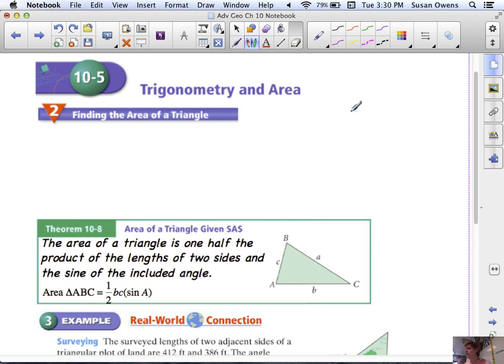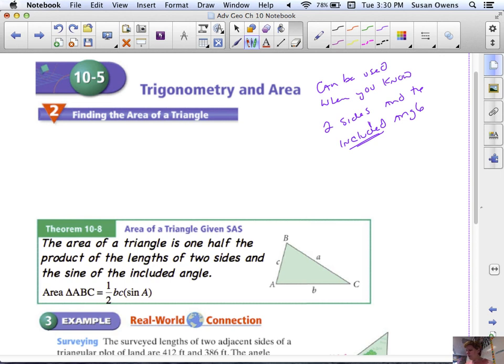You can use this formula anytime you know two sides and the included angle. Okay. So this formula says that the area of a triangle is 1/2 the product of the lengths of the two sides and the sine of the angle that is included.